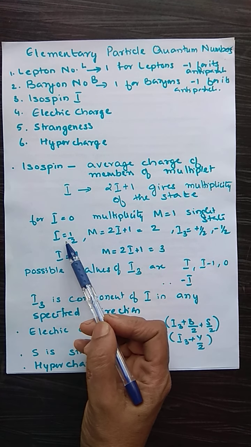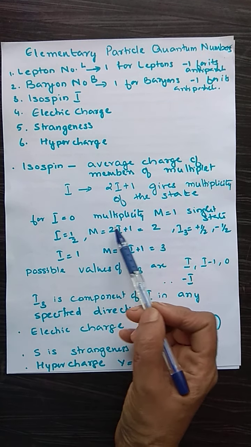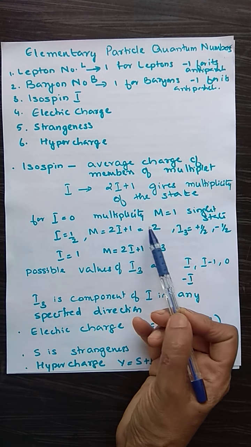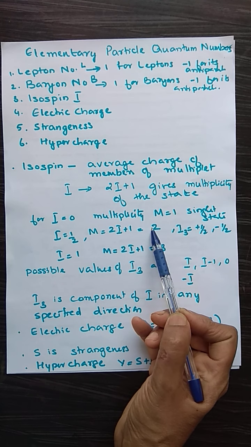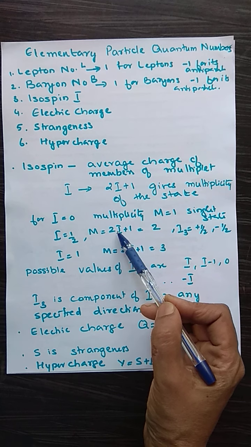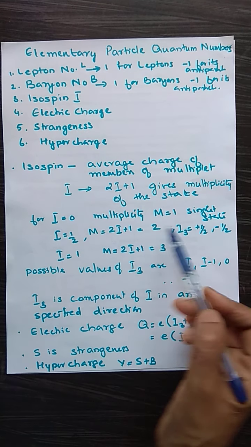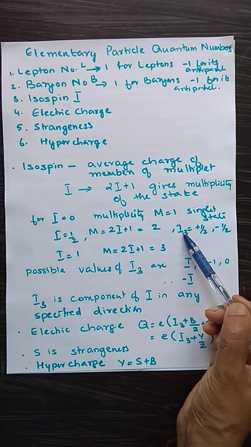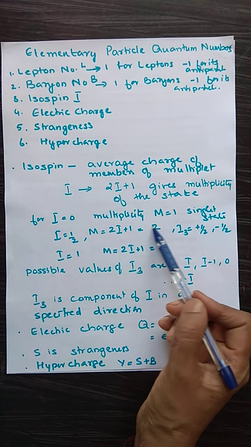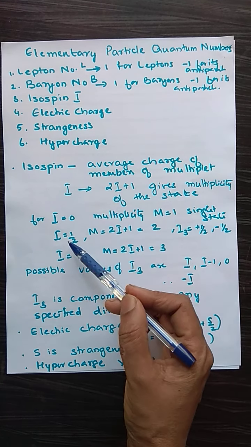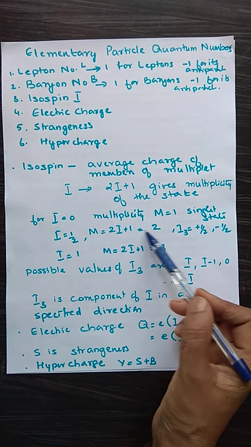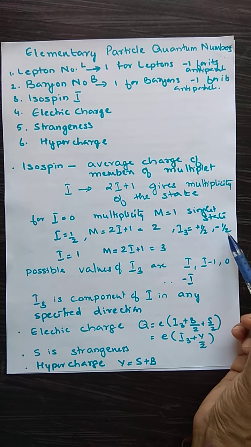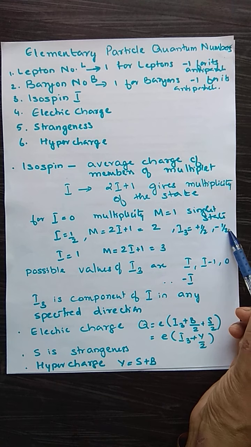If I equals half, 2 into half is 1, plus 1, 2. So two different states are there. Each of these, the component of I, you call it I3. So what are the different possible values? I3 can have plus half and minus half. Two different states are possible when I equals half, and these corresponding values are plus half and minus half.